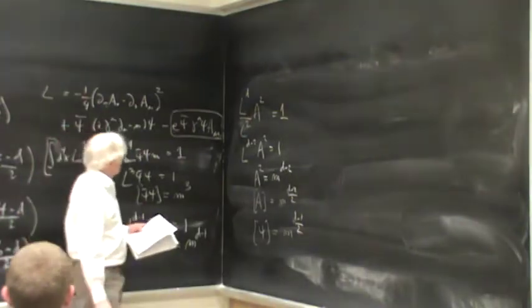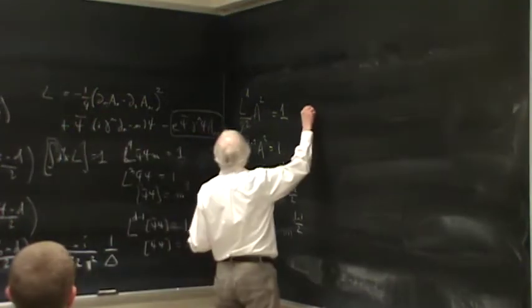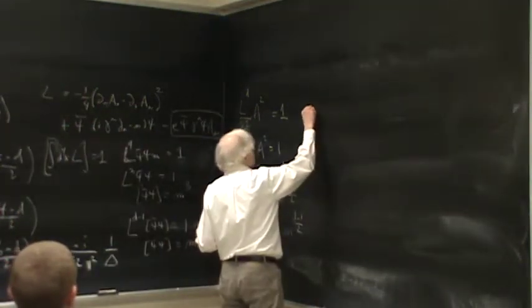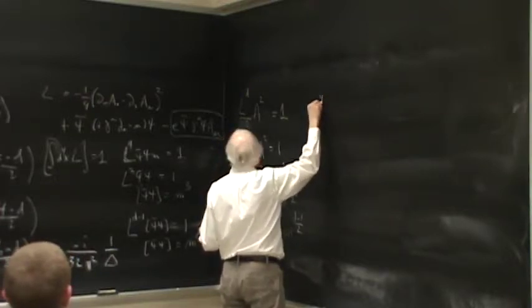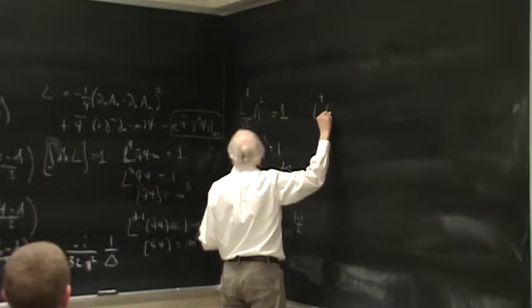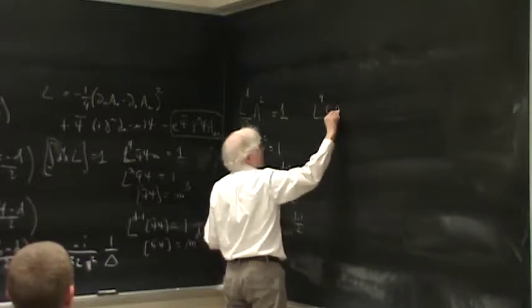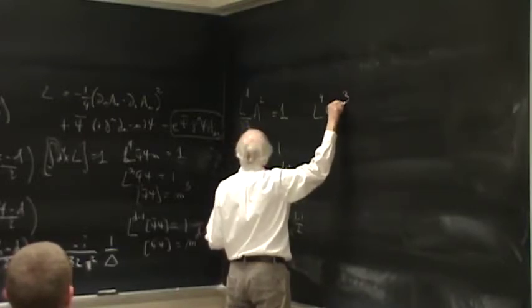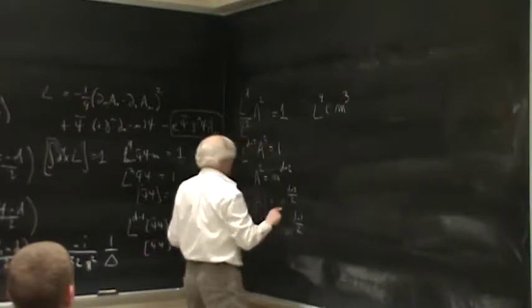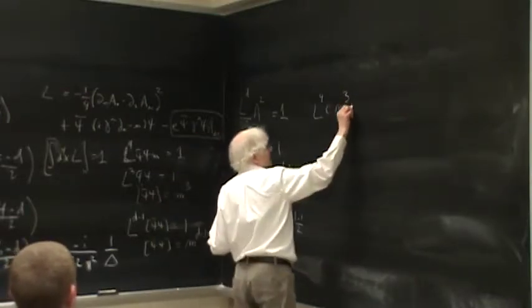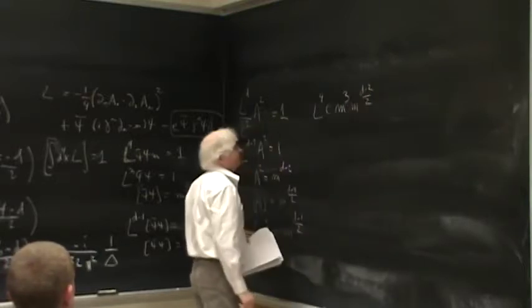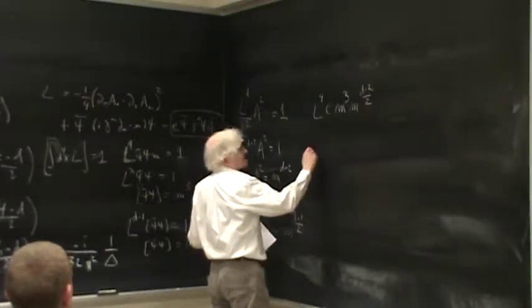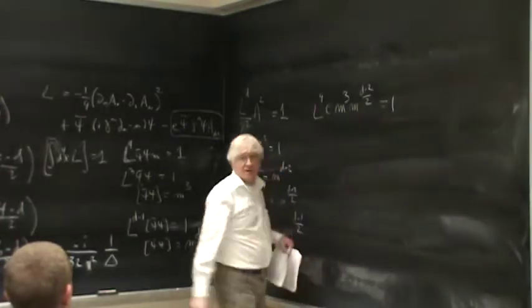Now what about e? Well, we've got the dimension here is L to the fourth, e, ψ̄ψ is m cubed, A is m^((d−2)/2). And so all of this has to be 1.